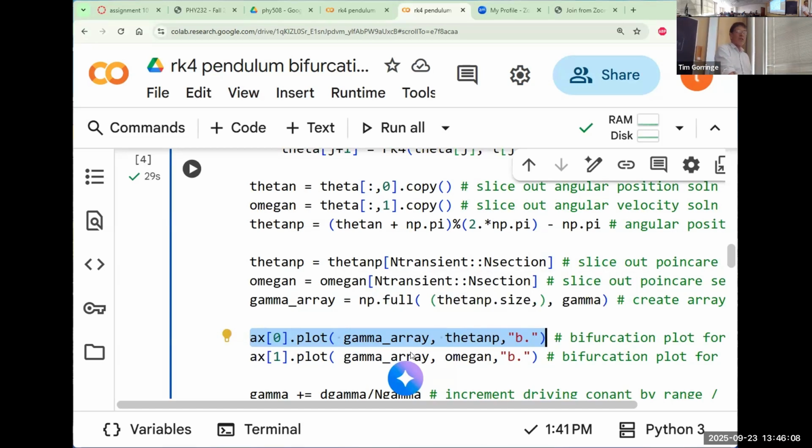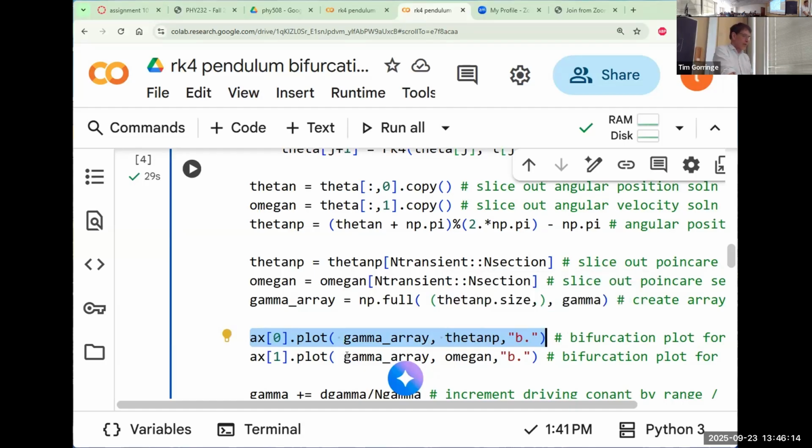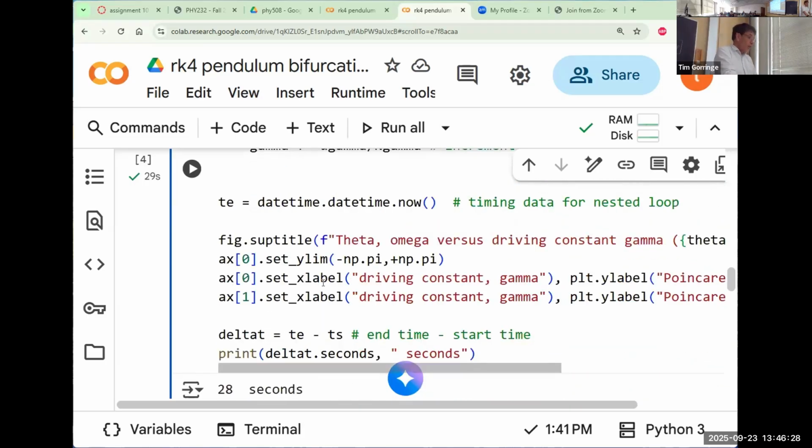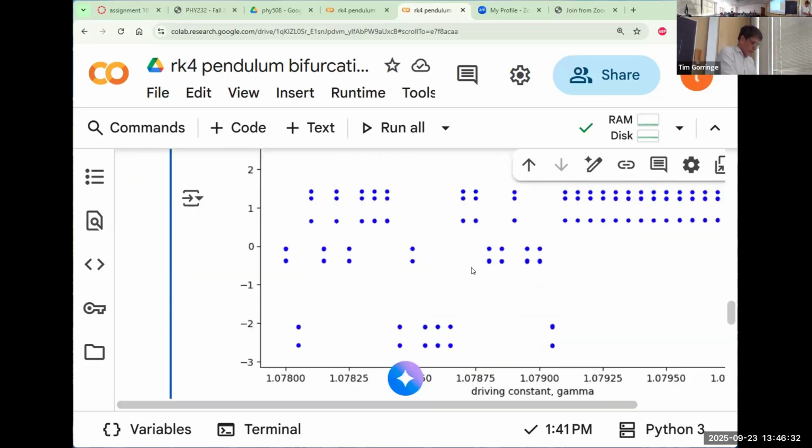Gamma is the independent variable, and theta is the Poincare section theta, and then gamma versus omega. Gamma is the independent variable, I'm deliberately varying that. And these are the thetas of the Poincare section points. So that's basically the plotting I do. And so let me go to the results.